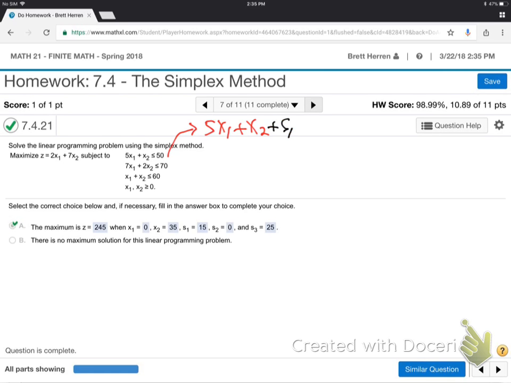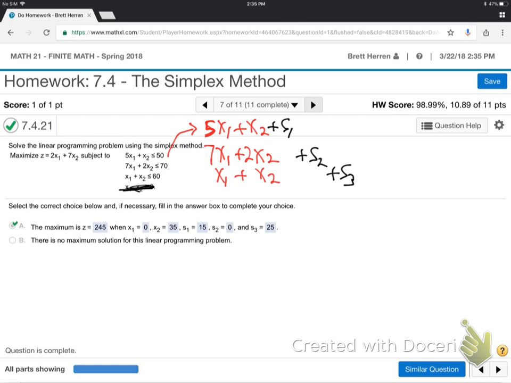Let's do the second one. 7x1 plus 2x2, and then what do I bring into the second equation? Slack 2. Remember, his own column, you space them over. They each have to have their own column. Third equation, x1 plus x2, and then what do I bring in? Slack 3. Now this, we don't care about that. That's just saying that they're greater than 0. They're not negative. Most things in real life can't be negative. Can't have a negative amount of pencils. All right, so slack 1, slack 2, slack 3.